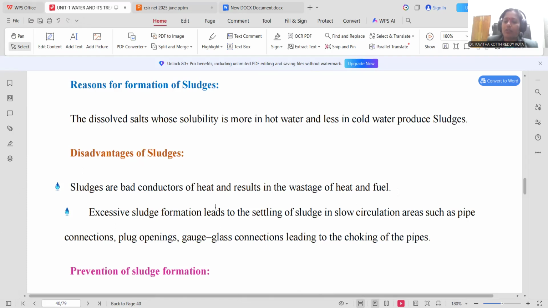So we need to provide a higher amount of fuel to that boiler, then only steam generation is possible. So here the wastage of heat and fuel is possible. Being a bad conductor, it will restrict the heat flow from the outer region to the inner region. Excessive sludge formation leads to the settling of sludge in the slow circulation parts.